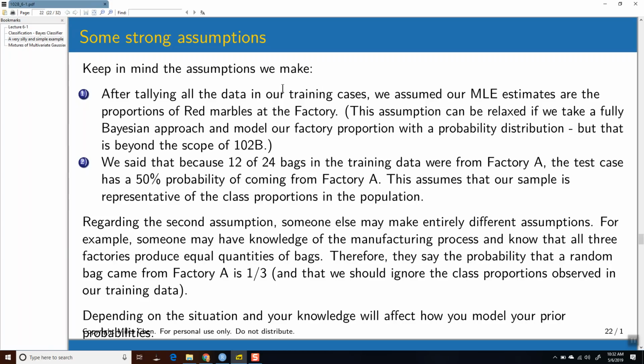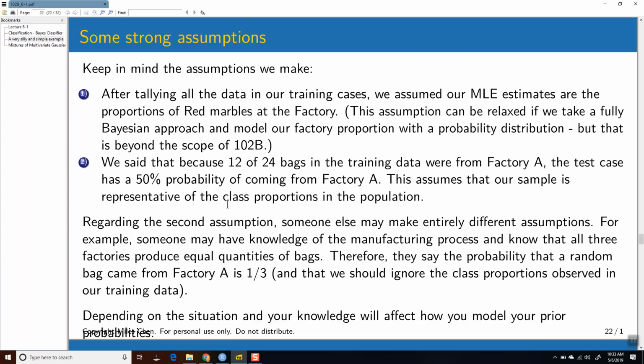But if you want to relax that, you can use a Bayesian approach and treat that fill proportion with a probability distribution. But that's beyond the scope of this course, and we'll touch upon some of these ideas in 102C, but we don't revisit this application of it.